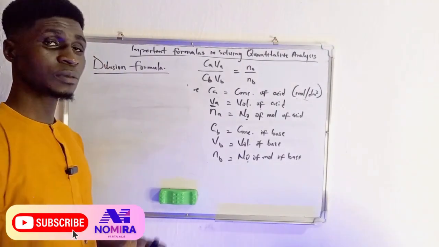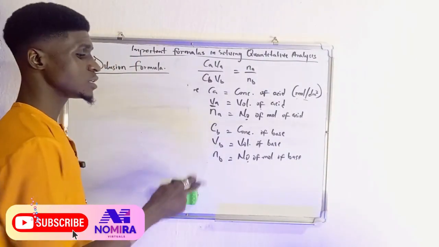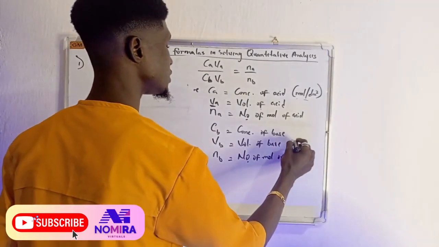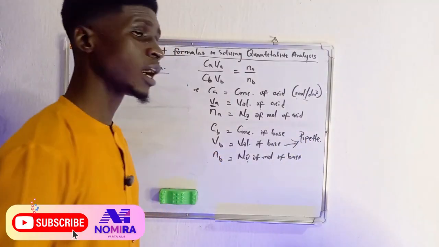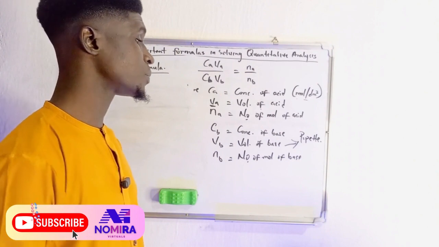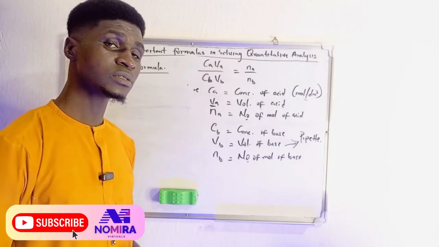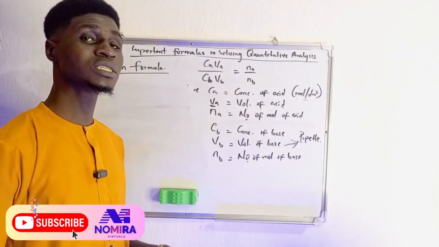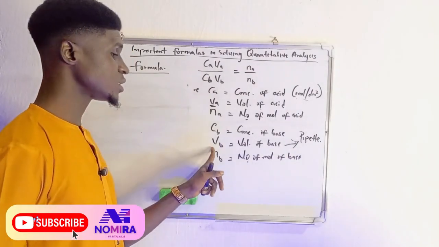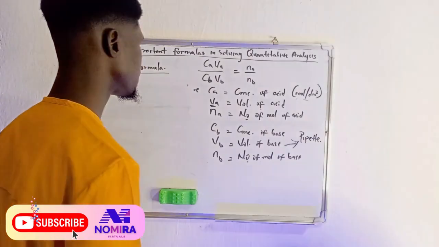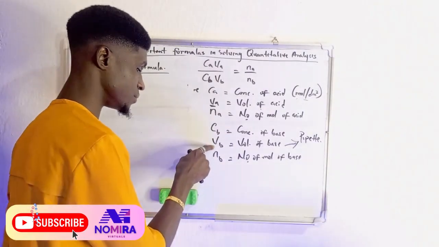I'll teach you how to balance chemical equation. Then Cb is the concentration of the base, Vb is the volume of the base. This is the exact volume of the pipette that was used. Remember, we usually have two capacity pipettes. We have the 20 ml capacity pipette. If you are using the 20 ml capacity pipette, it means that your Vb is 20 cm cube. If you are using the 25 ml capacity pipette, it means that your Vb is 25 cm cube. In other words, the volume of your pipette automatically becomes your Vb.